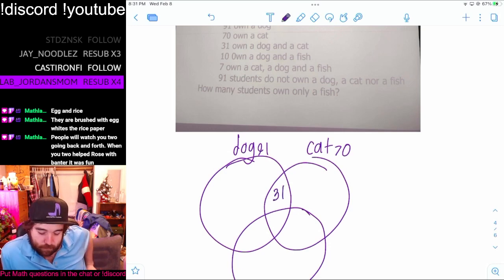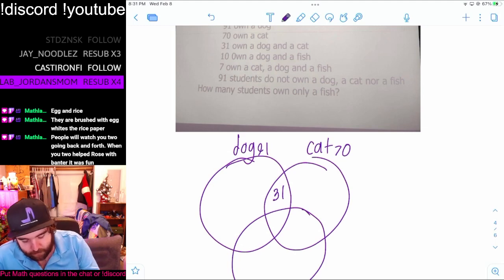I mean, that's 31 people owning a dog and a cat. It's true. But there's 7 in that little thing. Okay, so let's do the 7 in the very, very middle. So that means that's 31 minus 7. See, we shouldn't have put it on the inside yet. So 31 minus 7 is what? 24. So 24 goes there.